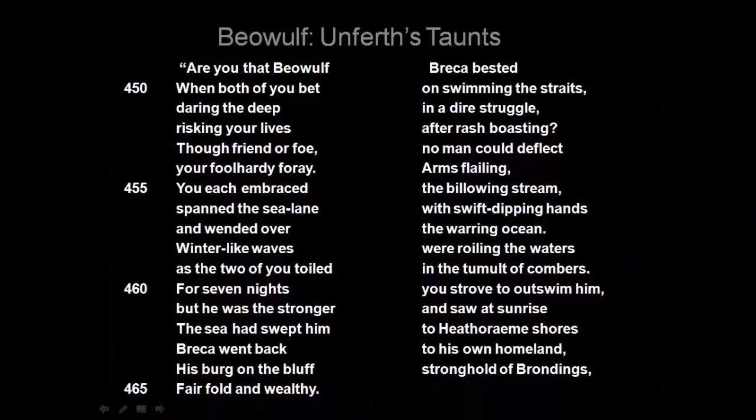Here Unferth speaks. Are you that Beowulf Breca bested when both of you bet on swimming the straits, daring the deep in a dire struggle, risking your lives after rash boasting? Though friend or foe, no man could deflect your foolhardy foray. Arms flailing, you each embrace the billowing stream, span the sea lane with swift dipping hands, and winded over the warring ocean. Winter-like waves were roiling the waters as the two of you toiled in the tumult of combers. For 7 nights you strove to outswim him, but he was the stronger, and saw at sunrise the sea had swept him to Hjarðar shores. Breca went back to his own homeland, his burg on the bluff, stronghold of Brondings, fair fold and wealthy.